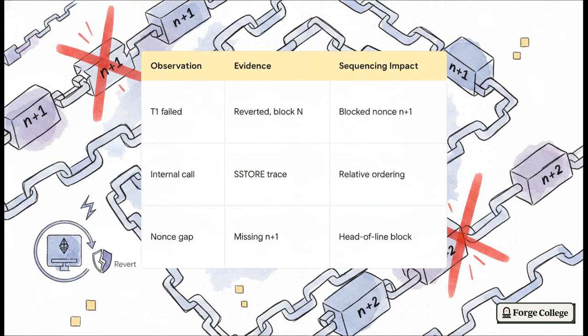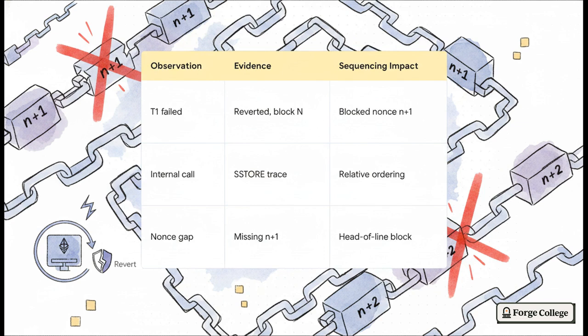To execute this, you're going to use a synthesis template matrix. I highly recommend taking notes on this framework right now for your capstone. This is exactly how you document your findings. You log your observation, you cite your evidence, and you explain why sequencing matters.